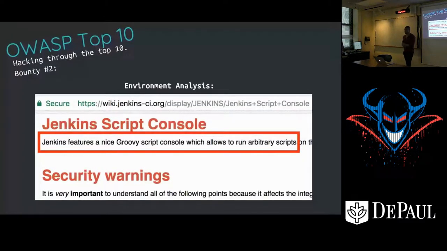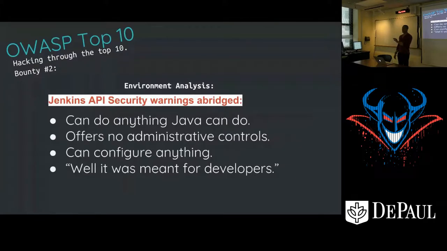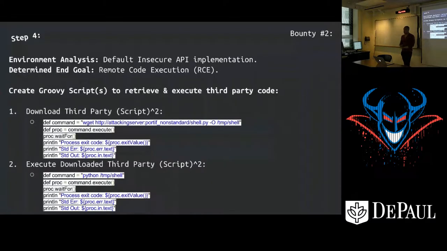So Jenkins script console. Jenkins features a nice Groovy script console that allows developers to go in, write some code, and do some things. You can automate some stuff, quickly do it, fantastic. Now, Jenkins, in their documentation, and this is paraphrased, literally says the developer console can do anything Java can do, offers no administrative controls, as in, no, you cannot restrict this, can configure anything, and, well, it was meant for devs. Fine, I'll take it.